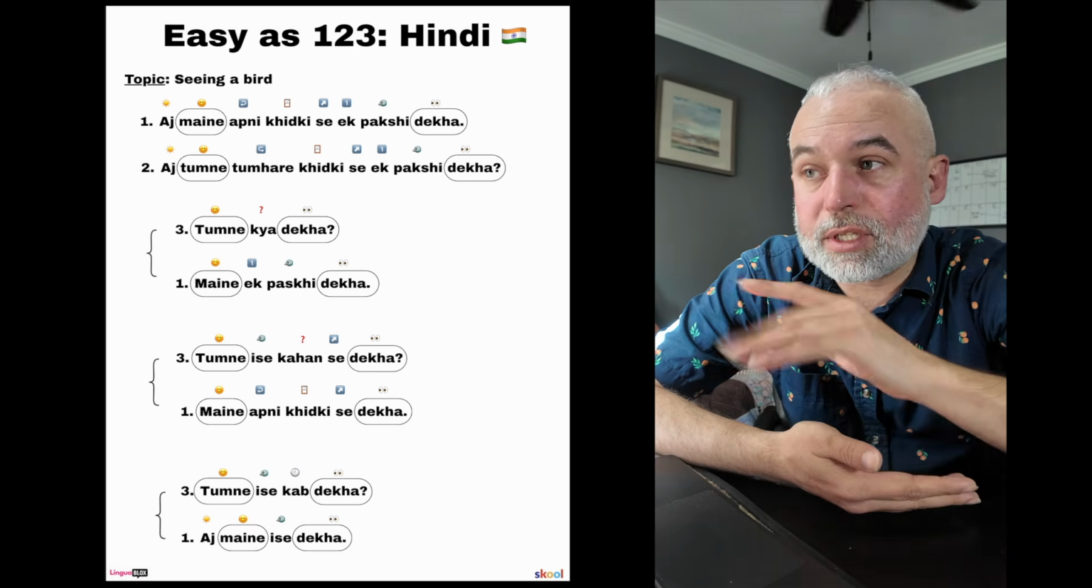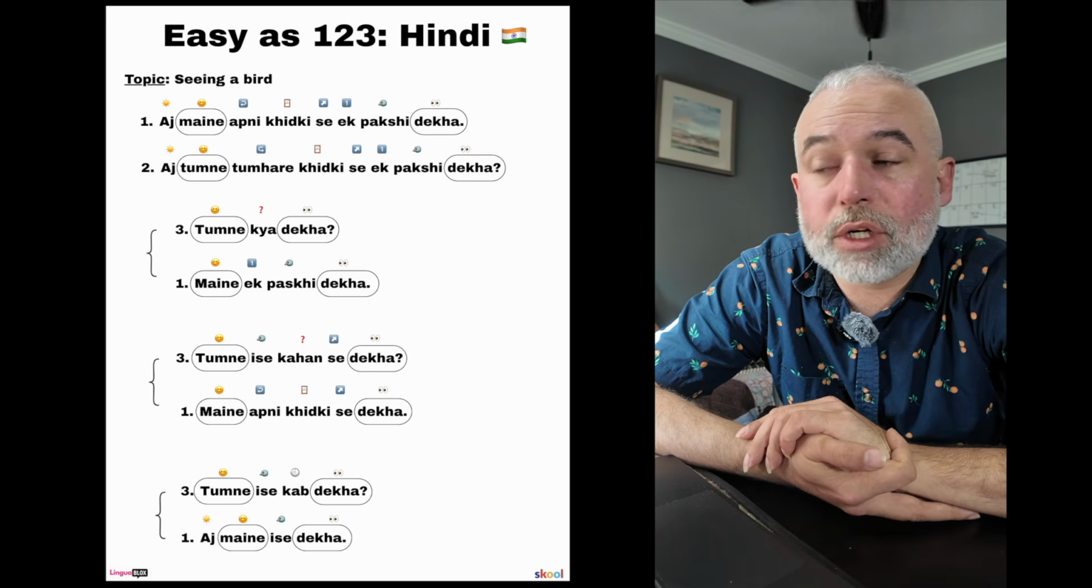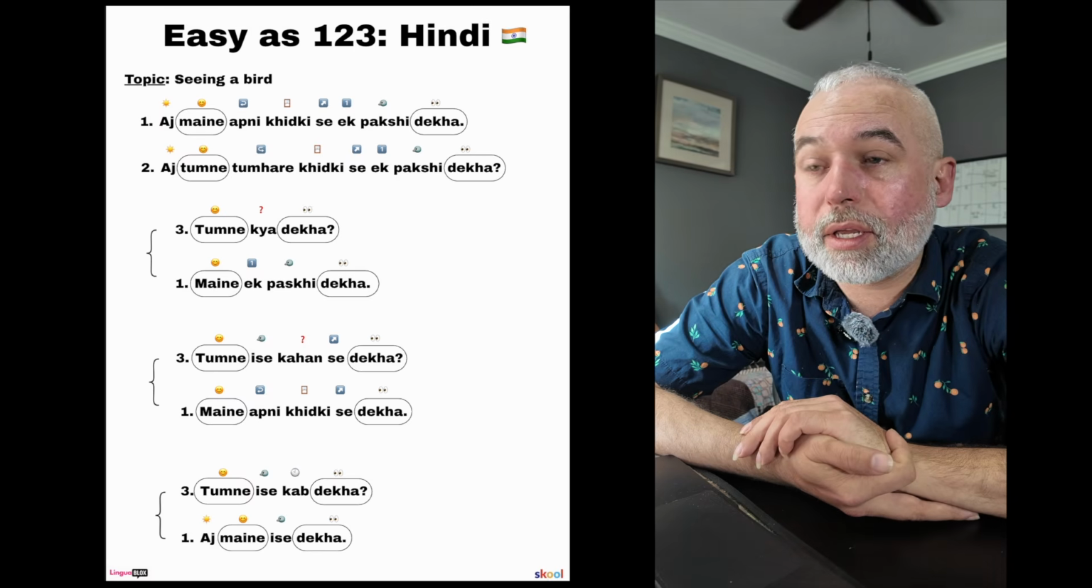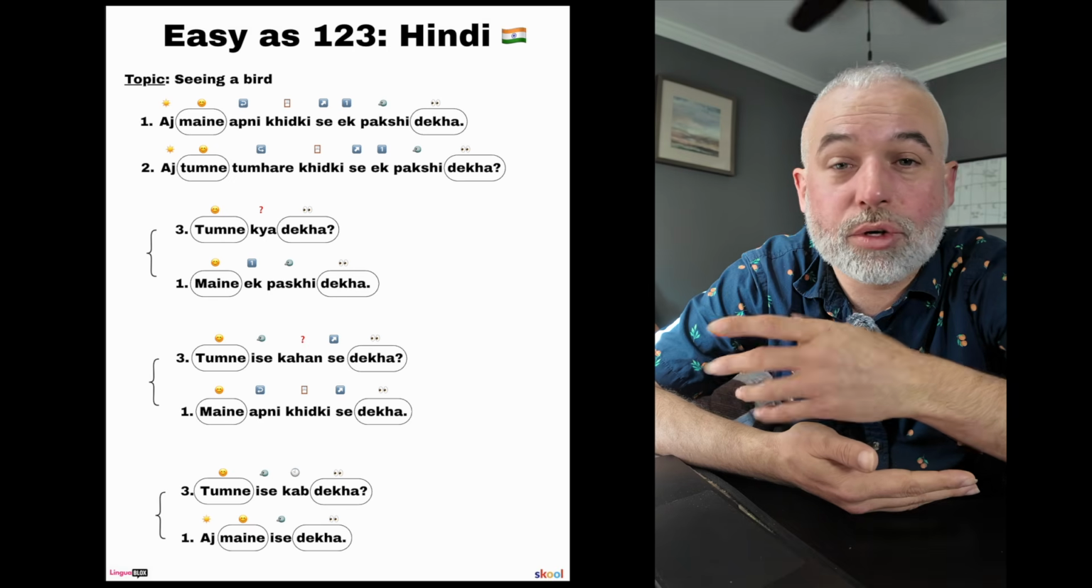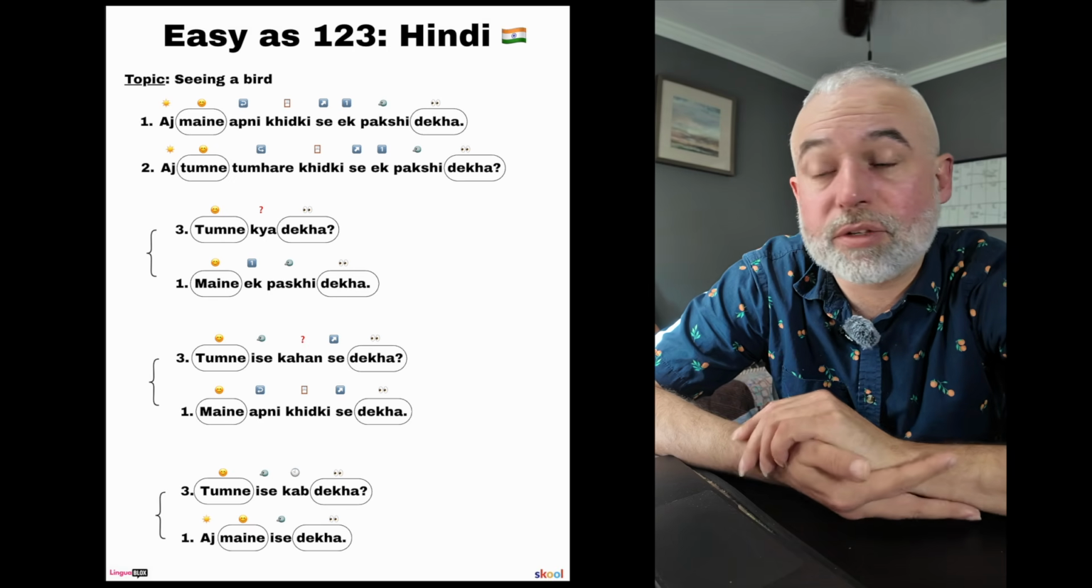Okay, so this has been the Easy as 123 Hindi notebook page. It works, it's a template, as you know, for your notebook. And it's something that you can download in school. And I'm starting to do more and more of these. And a lot of people are starting to share their own work. So that's a fun thing.